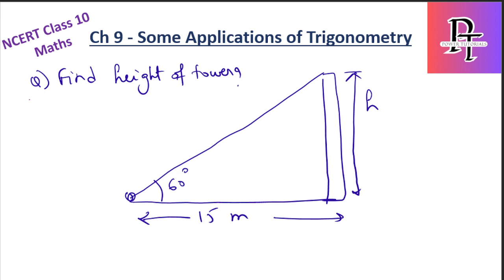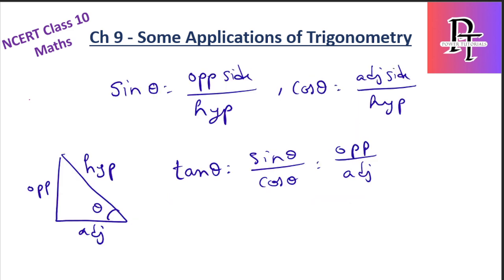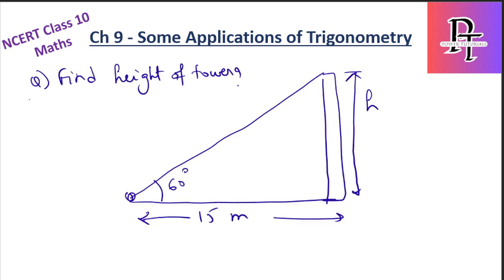As per the previous slides, opposite by hypotenuse is sine theta. Sorry, we need to use opposite by adjacent side, which is tan theta. You can see opposite by adjacent. So let's use the same concept here. Tan 60, because theta is 60 here, is equal to opposite by adjacent side. Opposite is h, adjacent is 15.